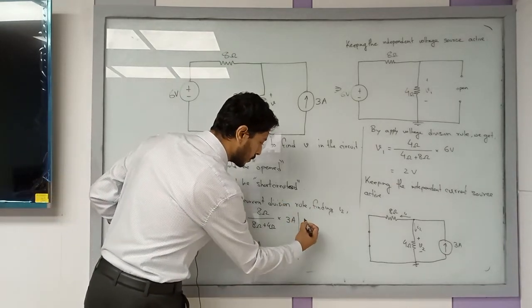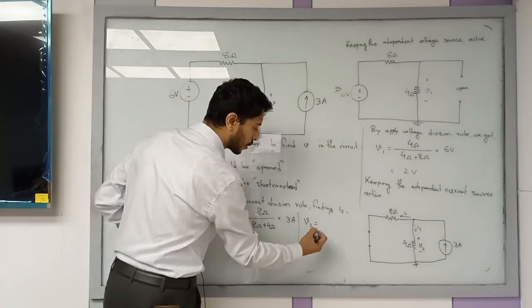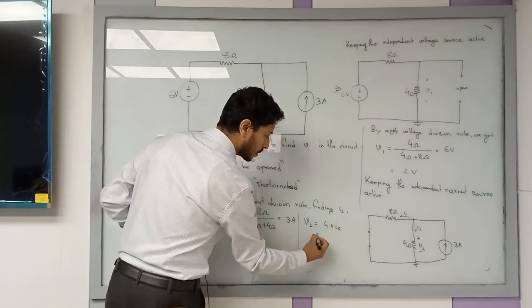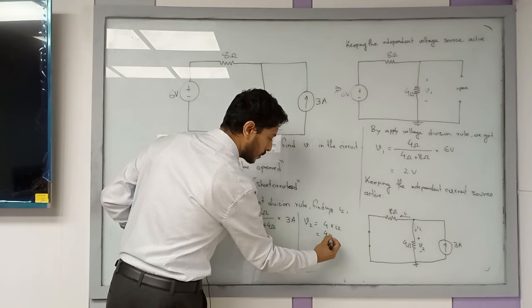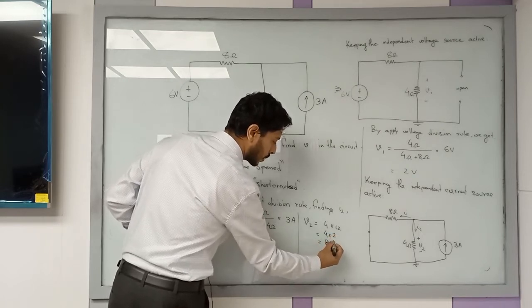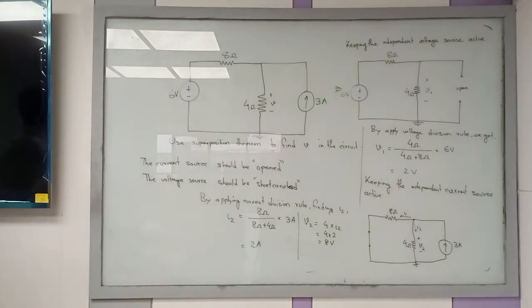So you get I2 and you can now calculate V2 from here. Your V2 is basically this I2 times 4 ohm. So 4 times I2 is V2. So 4 into 2 ampere will give you 8 volts. So V2 is 8 volt on the bottom.